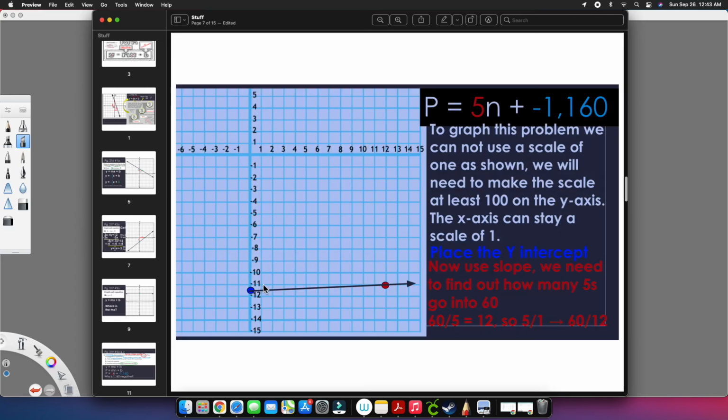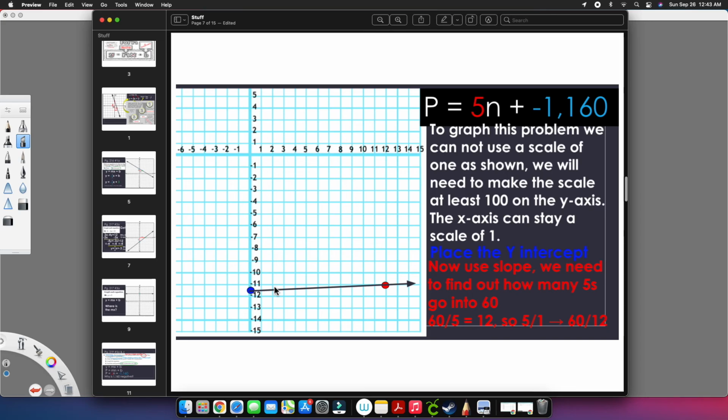Oh, I can't write on the screen. I forgot about that. It doesn't let me write on my PDFs. So this is 1,100, this is 1,200, so that's why it's right here, which is not real accurate, but it's close enough. And then I have 5 for this one, so I'd only go up 5 and over 1. Well, again, I'm going to have to work that out so that it lands somewhere nicely and I can actually put it on a point that makes sense.